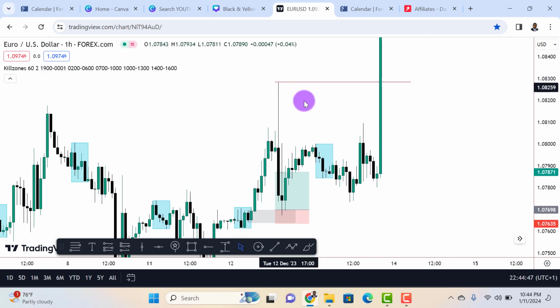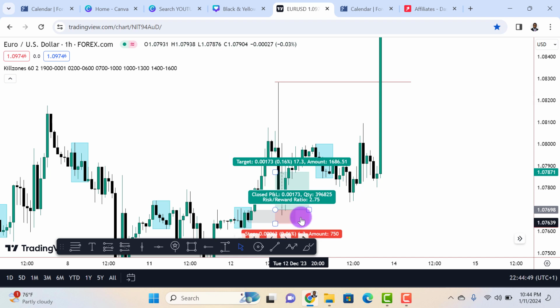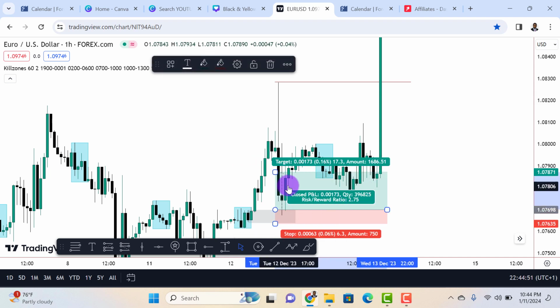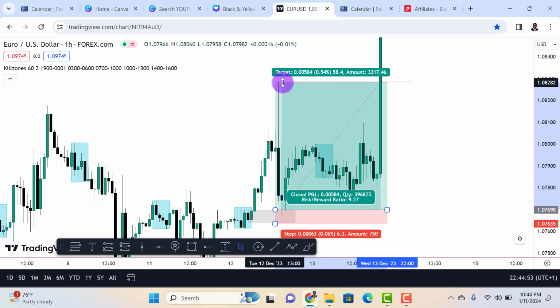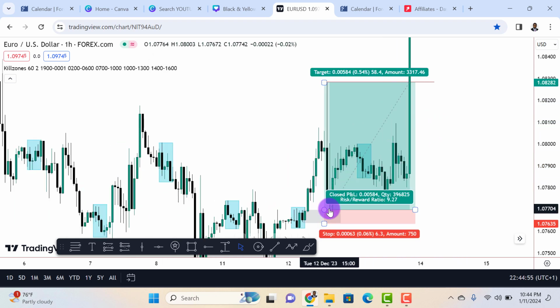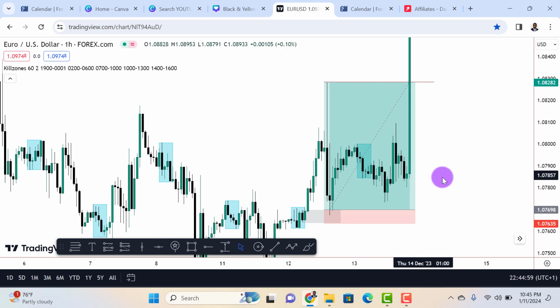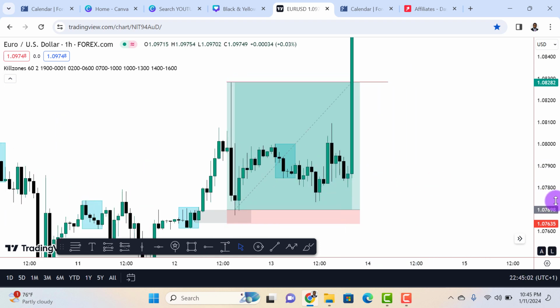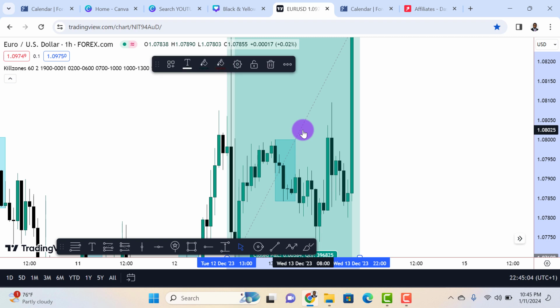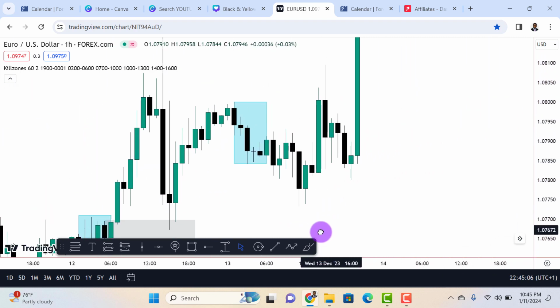So as you can see, price clearly traded into that level the following day. Look at what happened. Price expanded, went into the next Asian session, and what happened the next day? Look at what happened. Let's take this for a minute. Look at what happened here.